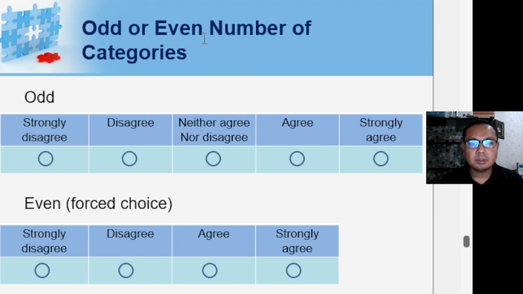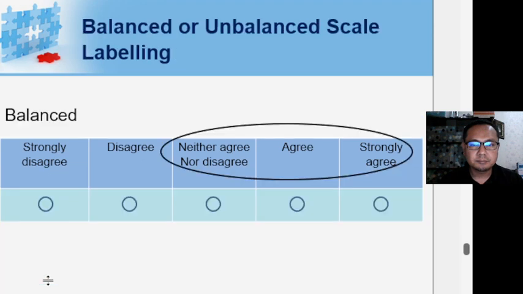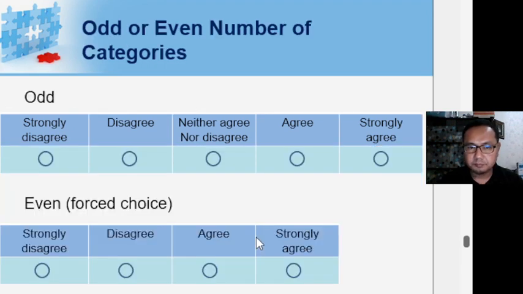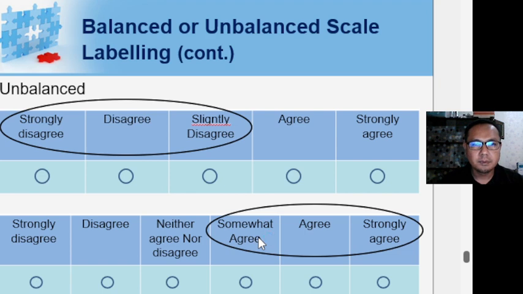Okay, you can see this is odd or even in the number of categories. It's a first choice. First, there are neither agree nor disagree options. Okay, this is odd. Okay, even. Okay, balanced or unbalanced scale label. Okay, it's more balanced. Okay, this is unbalanced.